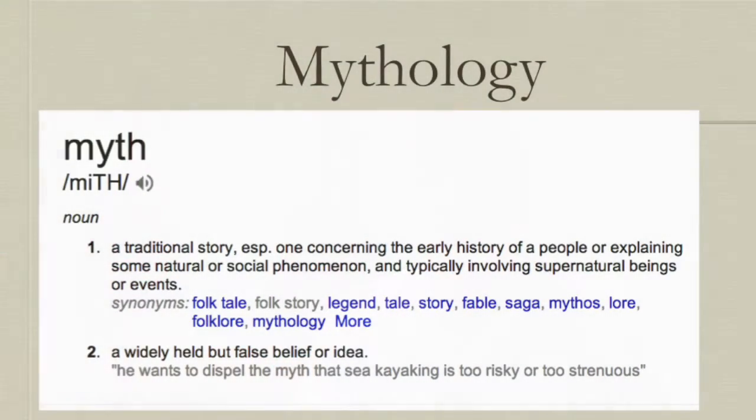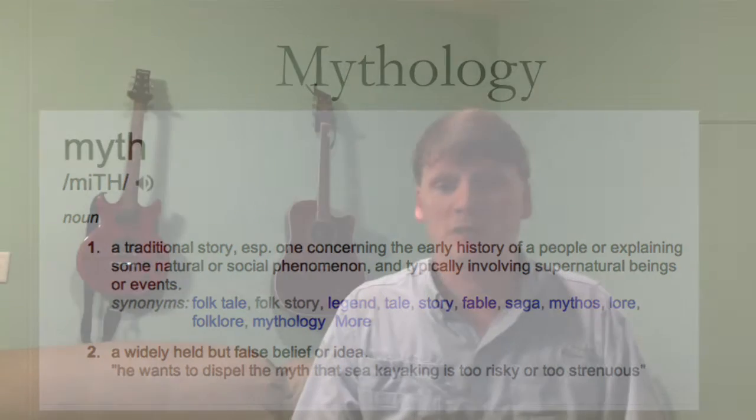In the study of religion, you have to jump back to number 1. And it says a traditional story that concerns an early history of a people. It explains some natural or social phenomenon, and it typically involves the supernatural. If you notice in definition 1, there's nothing in there that says it's a false belief, okay? So when we refer to myth within the study of world religions, we're just talking about it as a story that helps explain something, okay? It doesn't mean it's wrong, all right? So hang on to that definition. It's an important distinction in the study of world religion.